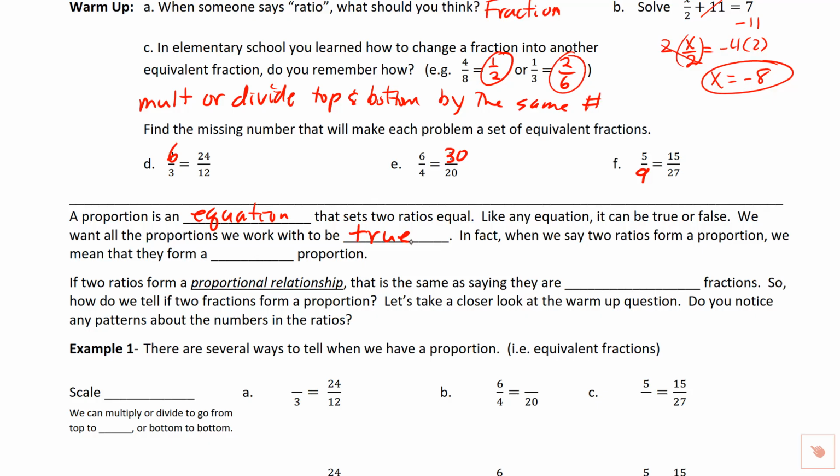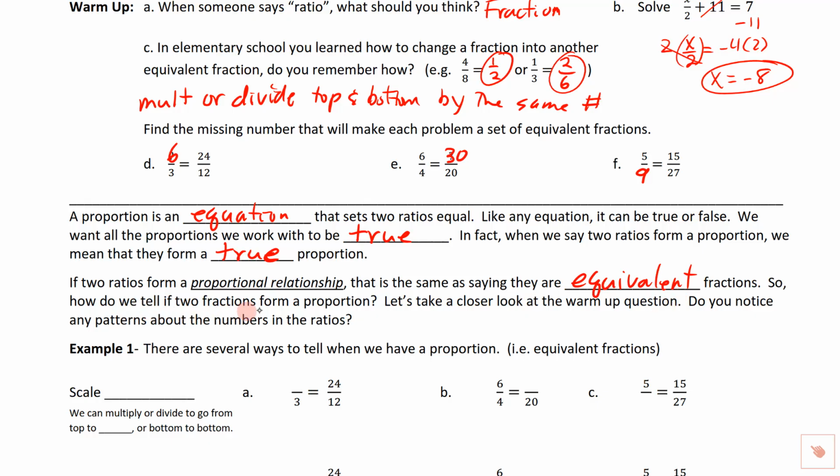In fact, when we normally say something like this, when we say two ratios form a proportion, what we mean is they form a true proportion. They are indeed equal fractions, equivalent fractions. So if two ratios form a proportional relationship, that's the same as saying they are equivalent fractions. So let's write the word equivalent right here. And let's just think about this for a second. If we're talking about proportional relationships, or two fractions that are proportional, what we're talking about is two fractions that are equivalent to each other. Two equivalent ratios would be another way to say that.